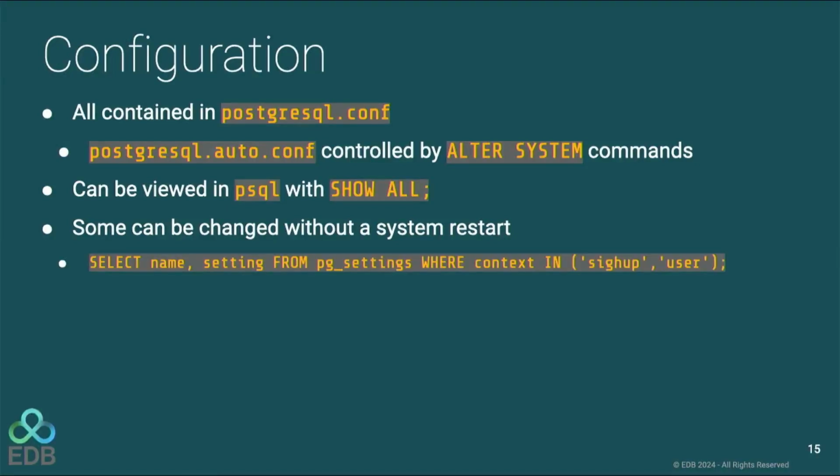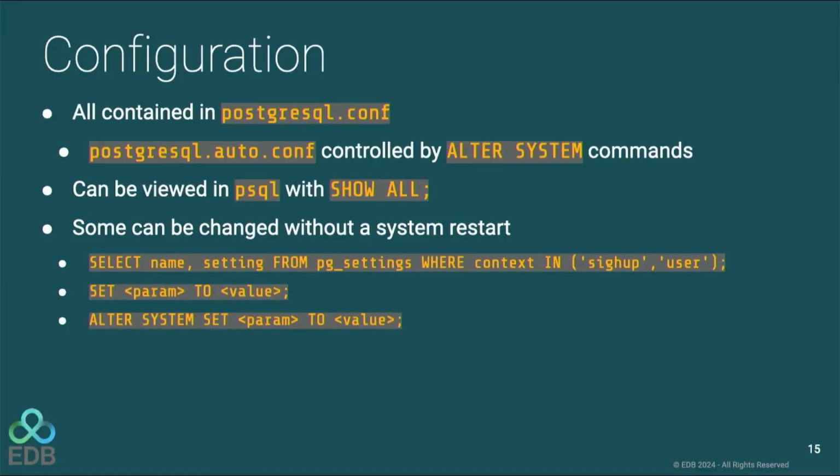Other ways to view: if you look at the pg_settings table, this will show you some of the parameters that you can change. Some parameters require a restart of the database, which cuts off connections. It makes your application unavailable. So we don't want to restart the database with new configuration unless there's a scheduled downtime. But some of those things you can change without actually restarting the database.